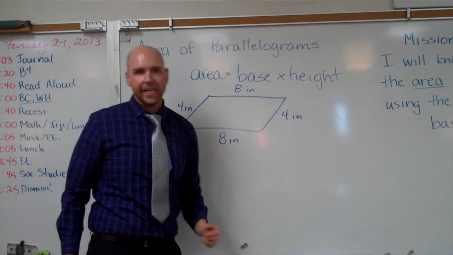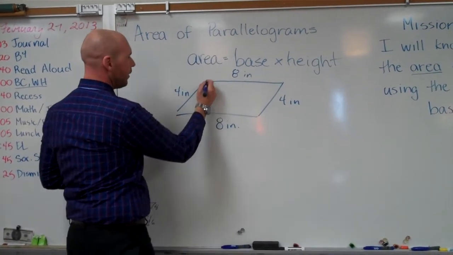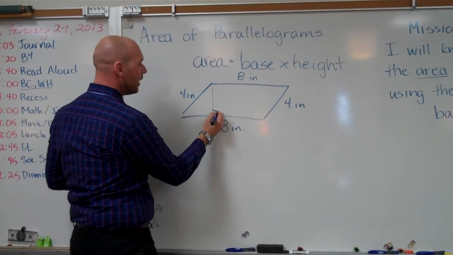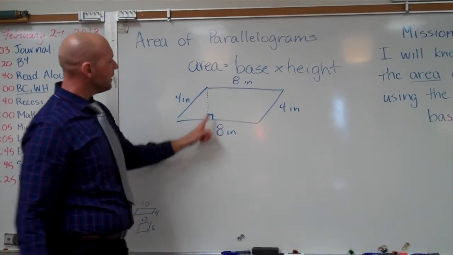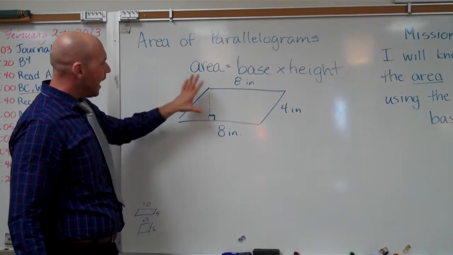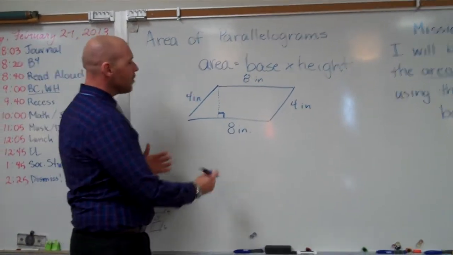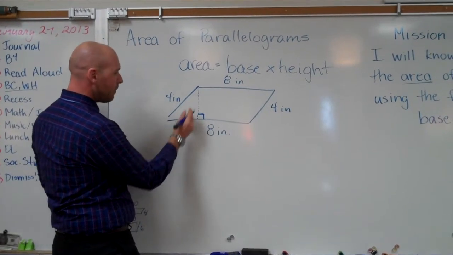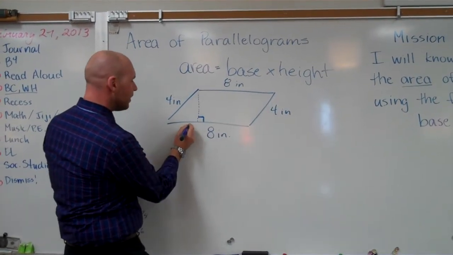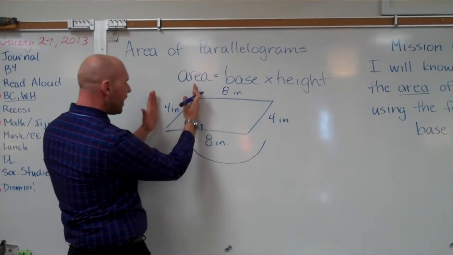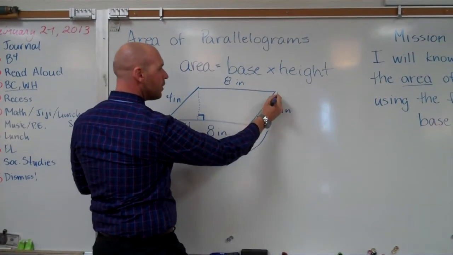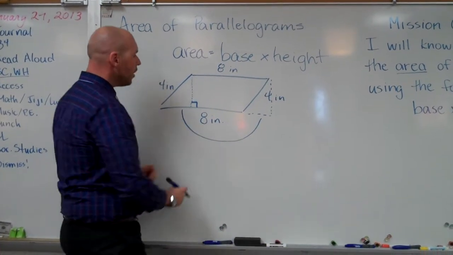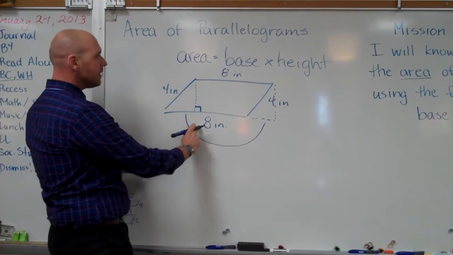But this is not the height. The height is actually right here. The height is the line from that vertex at the top that makes a 90-degree angle straight up. And why that works is because actually we want to know what this would be if it was a rectangle. Because if I took this shape, imagine this is cut and it's going to shift over here. If I cut this part off and glued it over here, I would have a rectangle. So what I want is the base times the height.